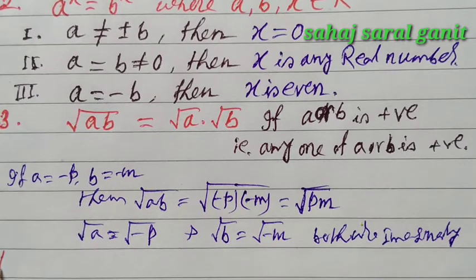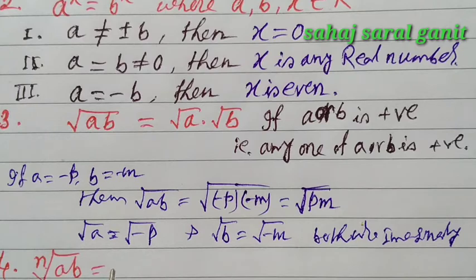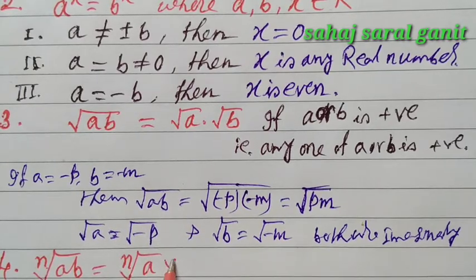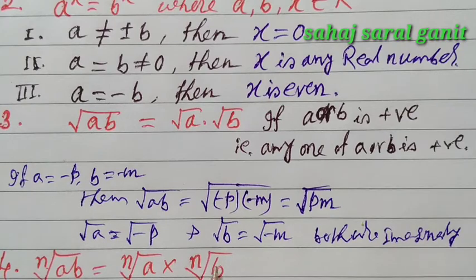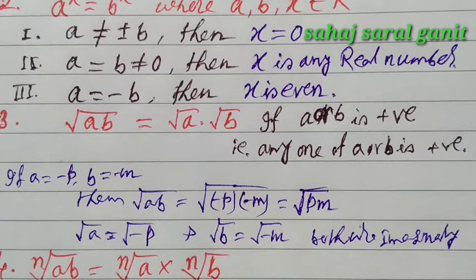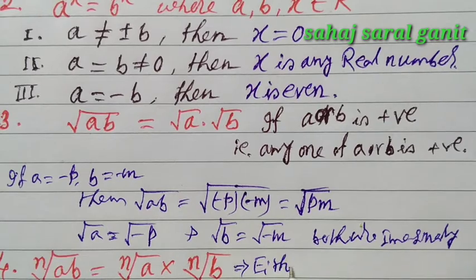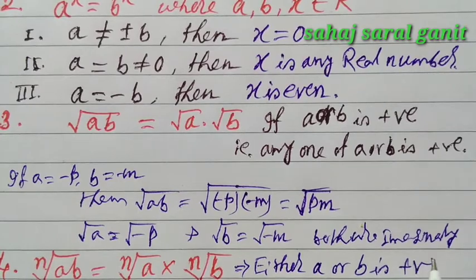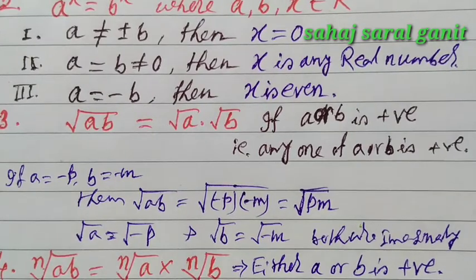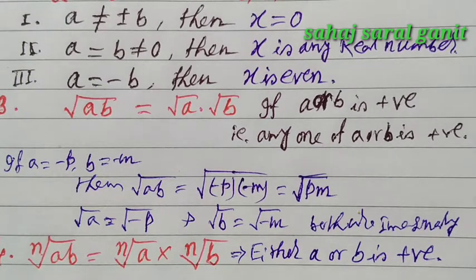Similarly, we can write nth root of ab is equal to nth root of a into nth root of b, where either a or b is positive. Either a or b must be positive.